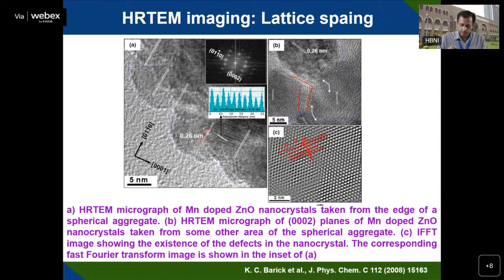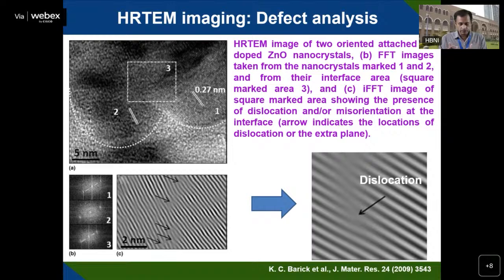If you go for further analysis at even higher resolution, you can see here this is a three-grain region I have shown: 1, 2, and this is the overlapping region of the two grains. So you can see that the two grains are there. You can see this one line is coming here, the fringes, and then at a particular point you can see here it is bifurcated. This line is going like this, this line is going like this, and here you can see it is bifurcated. So that means some dislocation occurs here. Those types of dislocation defects can be analyzed by using TEM microstructure.